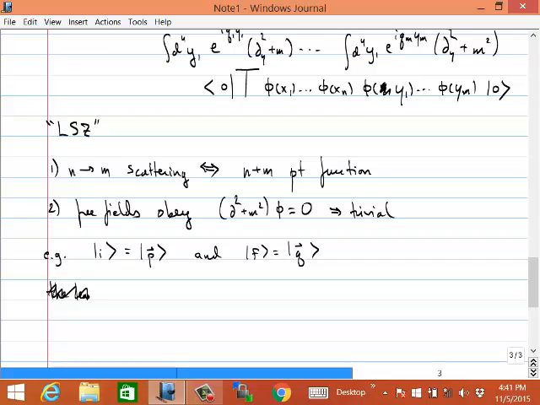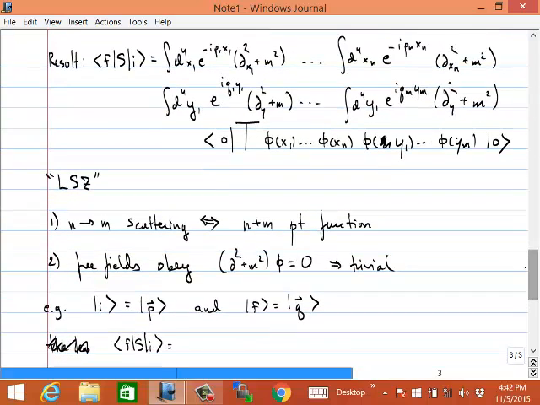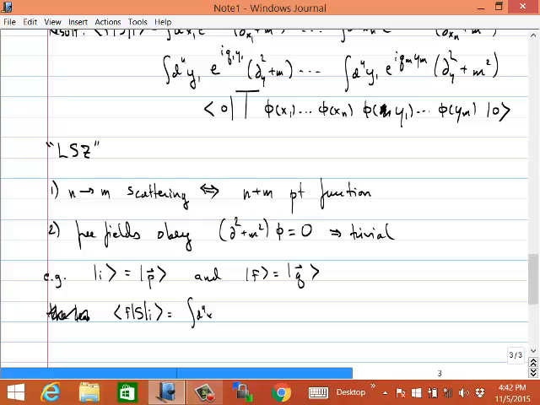So the first comment that we'll make is about this quantity. So what is that? Let's just plug in that formula here. We get an integral d4x and an e to the minus i p x (dx squared plus m squared), and an integral d4y for the final particle times an e to the i q y times (dy squared plus m squared). And all of that acts on the time-ordered expectation value of phi x, phi y.